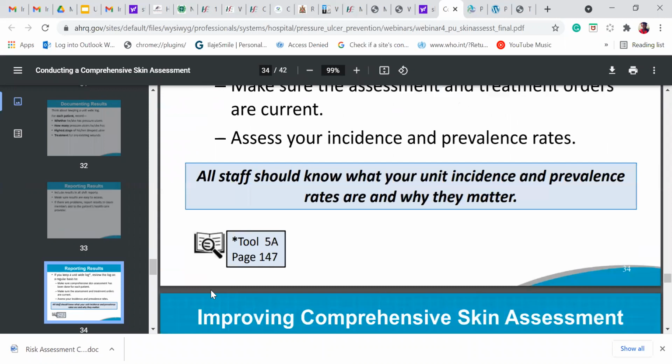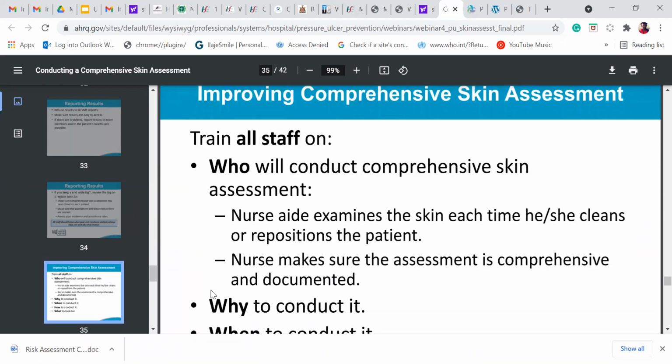So thank you so much. We're going to pause here right now, and we will come back and talk about the Waterlow scoring chart and what we can do with it. Thank you very much. If you have any questions from this presentation, please feel free to ask.